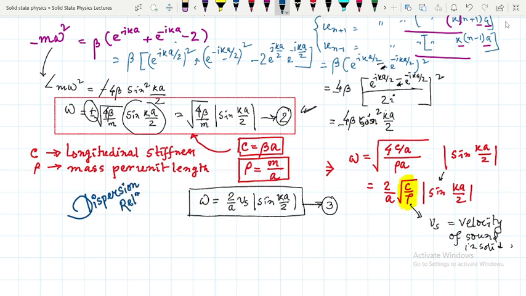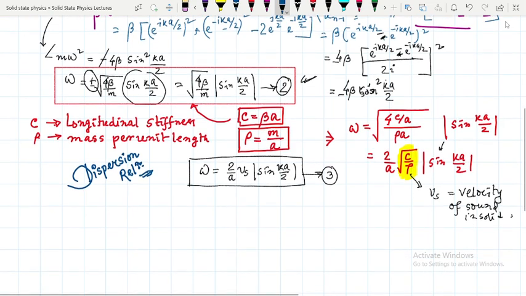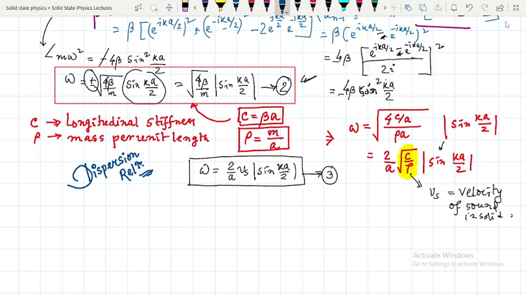Why dispersion relation? What is the significance of the dispersion relation? Because it gives the idea how the velocity of the vibration depends on the frequency of the vibration. It gives a relationship between the velocity of vibration and the frequency. Thus different frequencies will have different velocities corresponding to the vibration, and depending upon omega and v, we can establish a relationship which shows the dependence between the two quantities.